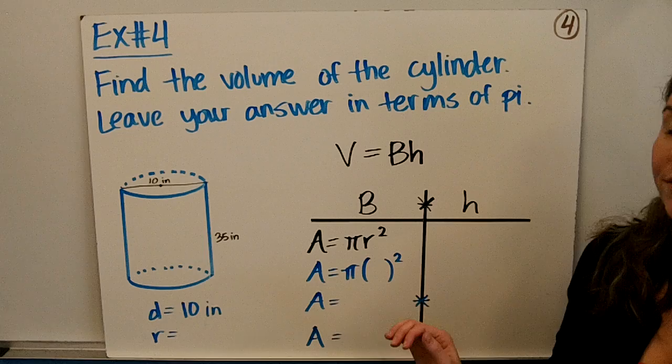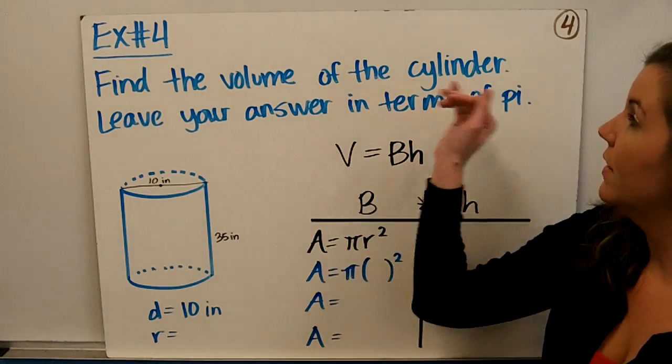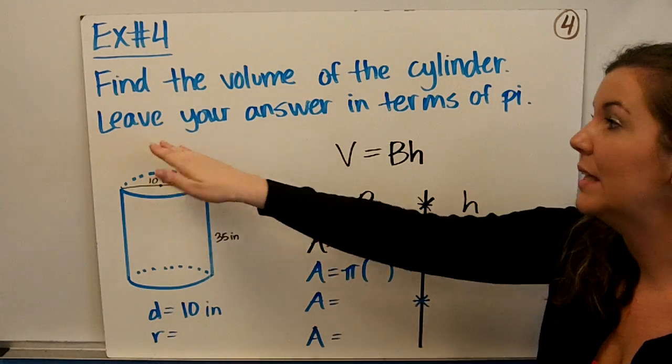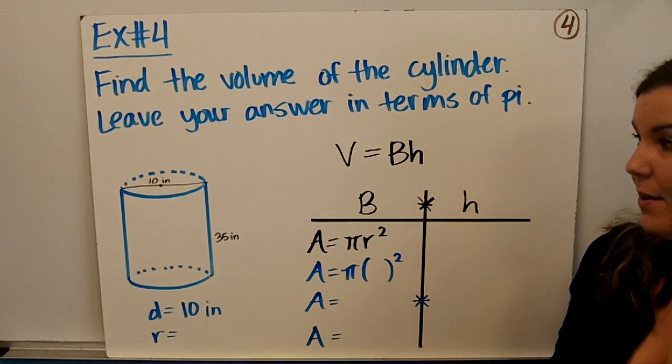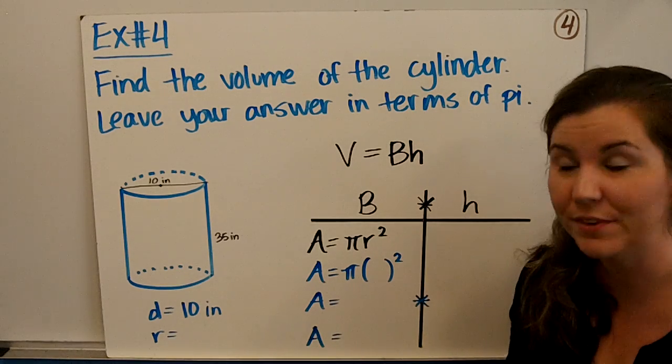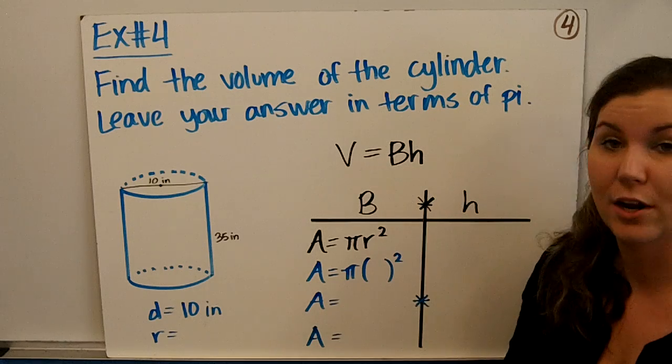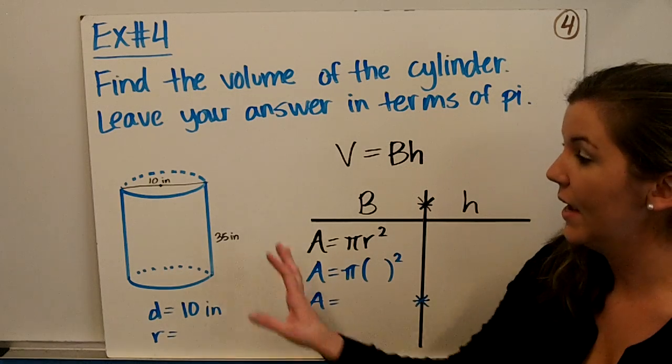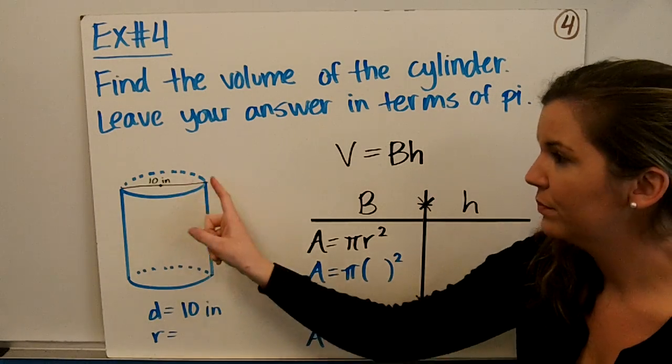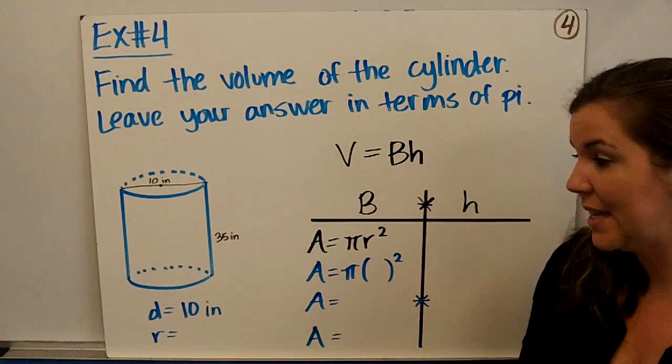Here's another example of finding volume of a cylinder. Find the volume of the cylinder. This time we're going to leave your answer in terms of pi. Sometimes the directions will specifically say that. So again, volume is the area of the base times the height, and the base of a cylinder is a circle. Here we're given the diameter is 10.